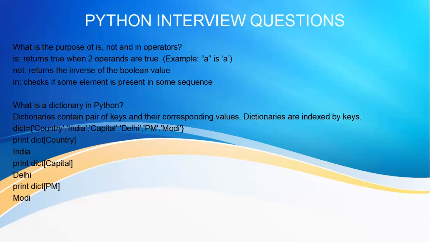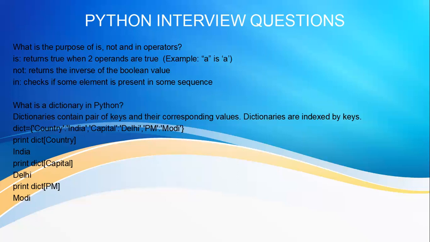And how can you access the values? For example, here the first key value is country India. And remember one more thing, each pair is called an item. So each key and value together is known as an item. So in this dictionary, there are three items in total. So country India is one item, PM Modi is another item, and capital Delhi is the third item. So like this, each key value pair is known as an item.